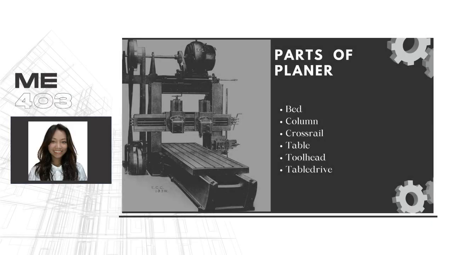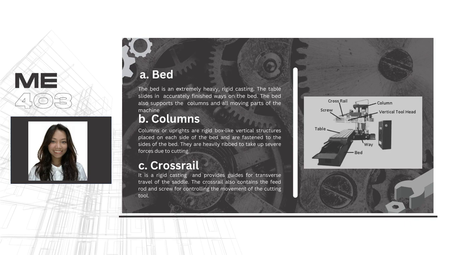Looking at the planer, the common parts of a planer are the bed, column, cross rail, table, tool head, and table drive. The bed is the heavy and rigid casting. This supports the columns and the moving parts of the machine. The columns, also known as uprights, are vertical structures that are fastened on the sides of the bed. Their primary function is to absorb forces due to cutting.